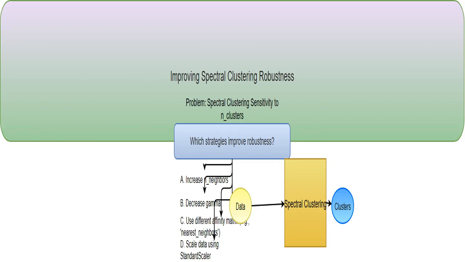The core issue. The SpectralClustering method is too sensitive to changes in the number of clusters we specify. A small change in the input value drastically changes the results, making the process unreliable. Our aim is to improve this.